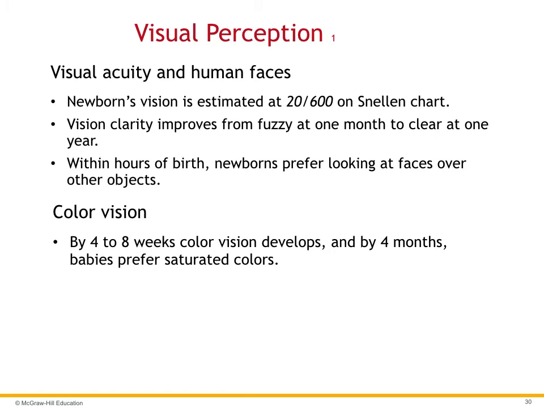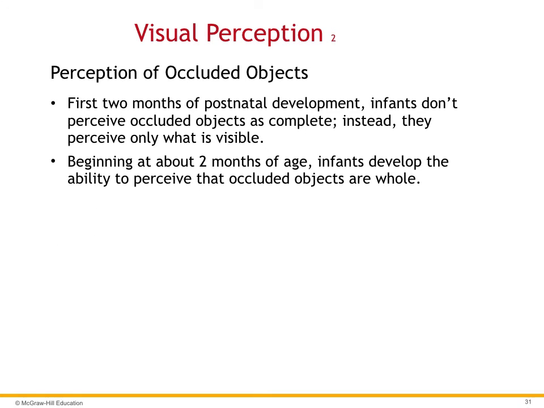Newborn's vision is estimated at 20/600. Vision clarity improves from fuzzy at 1 month to clear at 1 year. Within hours of birth, newborns already prefer to look at faces over other objects. And we can also see that color vision develops at 4 to 8 weeks. By 4 months, they prefer saturated colors over plain black and white things.